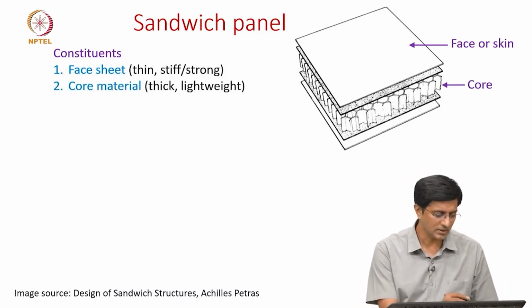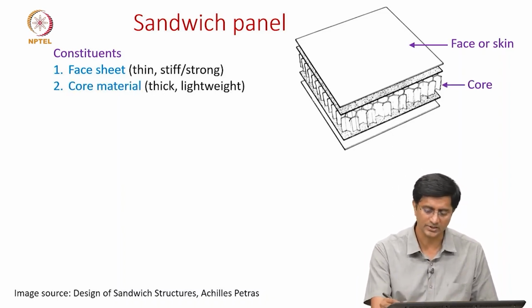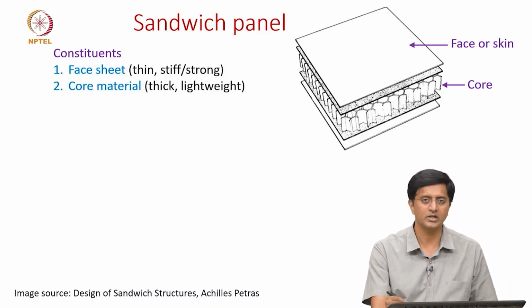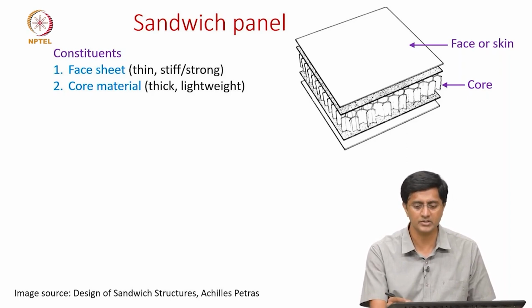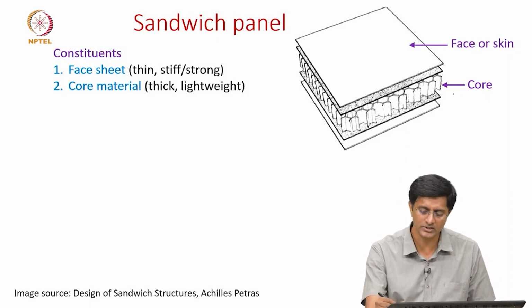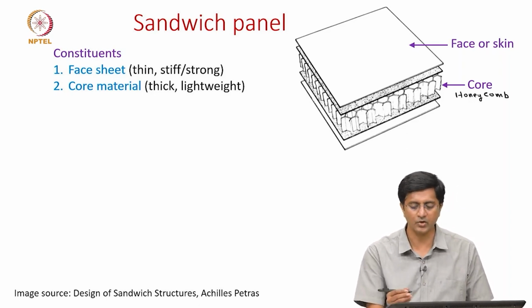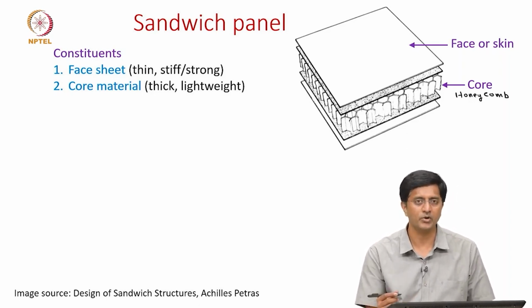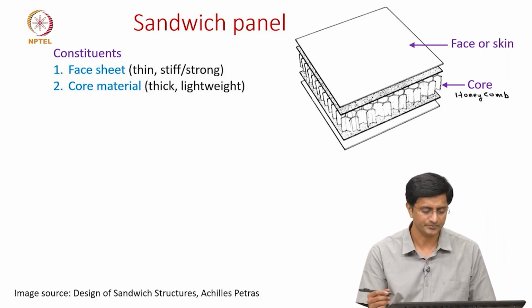Second is the core material, which is at the center. Usually there are many different core materials people use. What you are seeing here is a honeycomb. A hexagonal honeycomb could be made up of materials like aluminum.